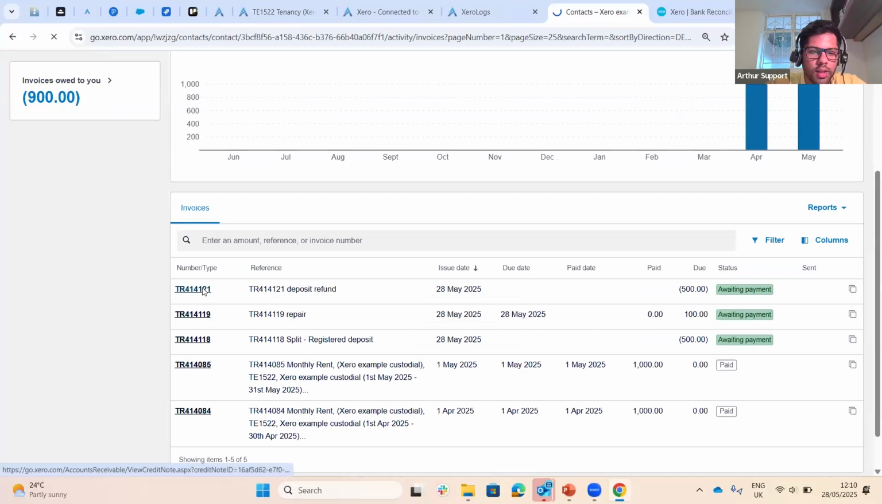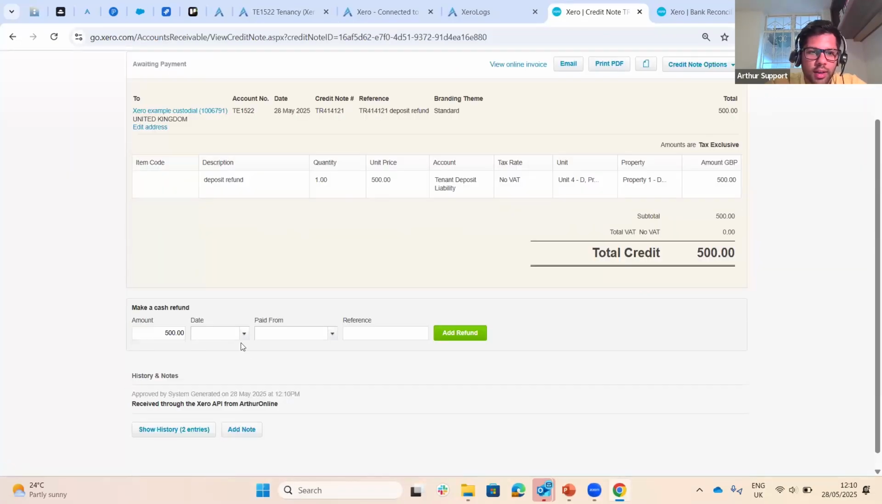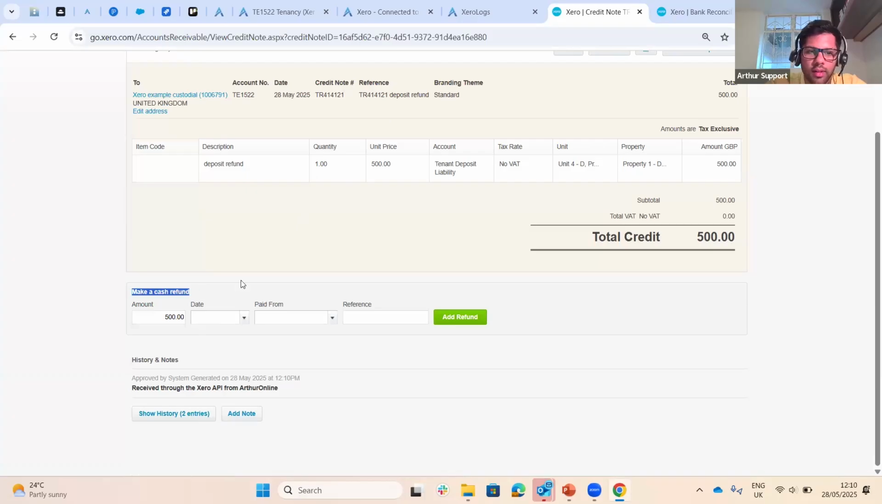So it's this one. This is the credit note for if you add that transaction in Arthur, and then here just do a cash refund. Because you're insured scheme, you can just select the date you want to make the refund, the bank you're paying the 3 tenants from, and then add refund.